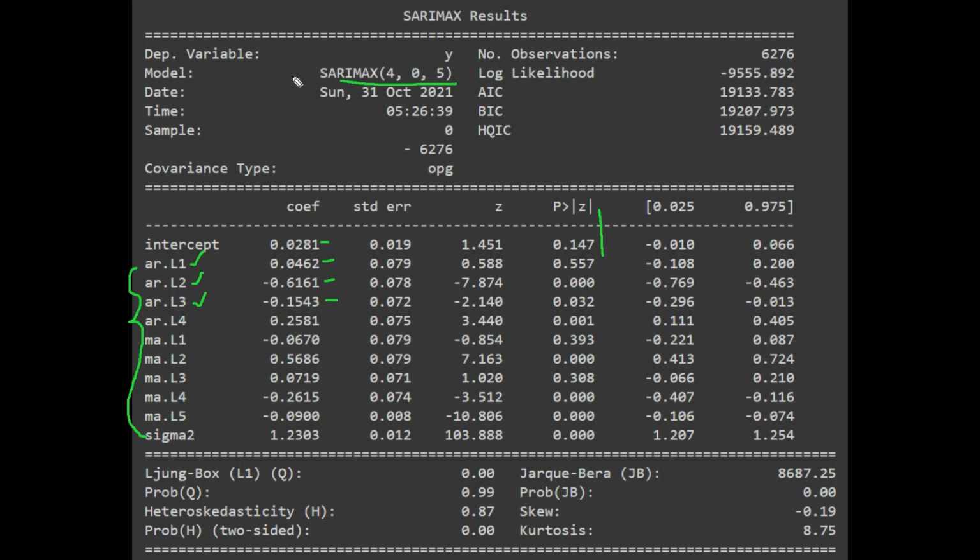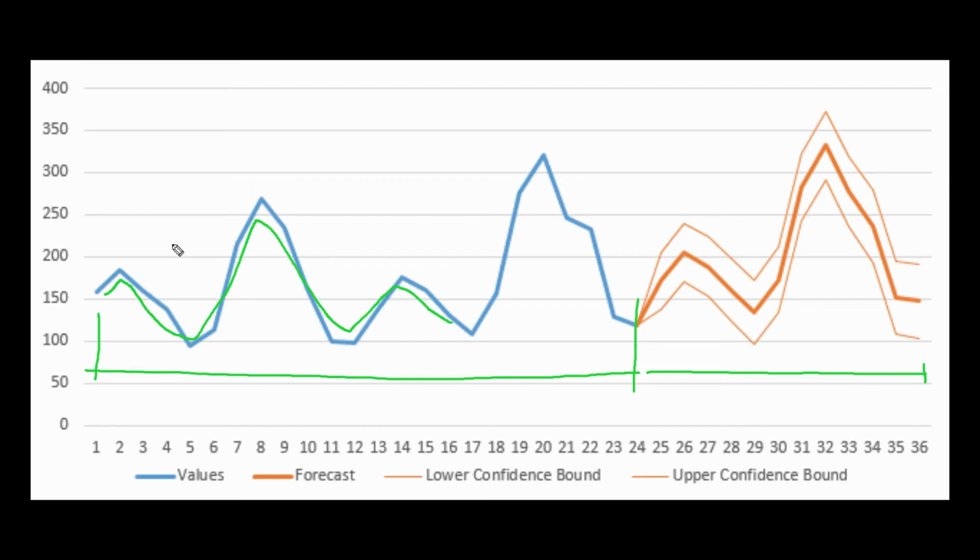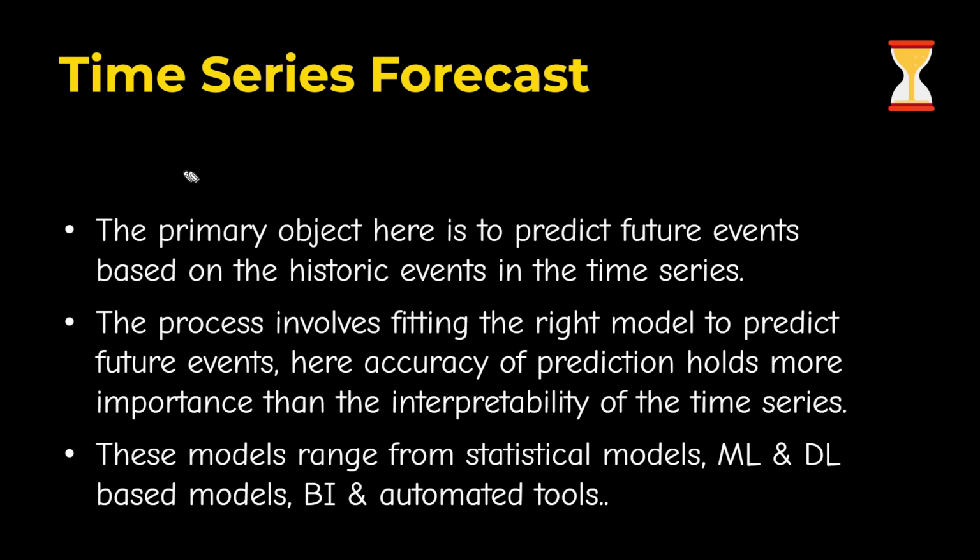Alright, so the more popular one is time series forecasting, and by the name itself we know that it is trying to find out the values that will occur in the future. As we can see, this was the data at hand, and this is the period that we are trying to forecast the values for. So the model learned what this data is about and tried to forecast some values in the future. The primary objective here is to predict future events based on the historic events in the time series, which is what forecasting is.